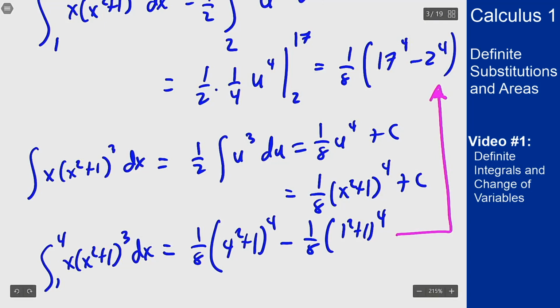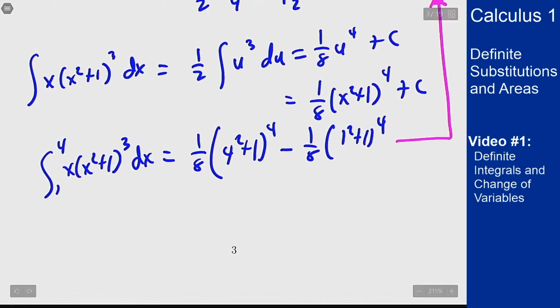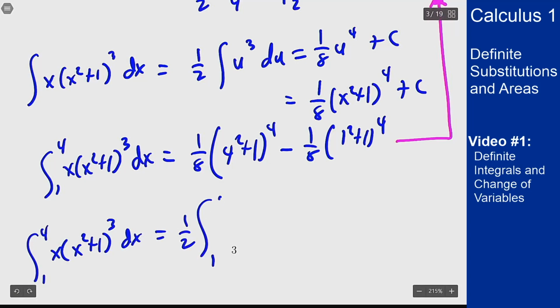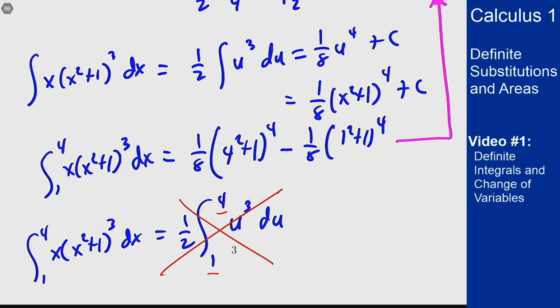The one thing you cannot do is write something like integral 1 to 4 of (x squared plus 1) cubed dx equals 1/2 integral from 1 to 4 of u cubed du. That is wrong because these bounds are not u bounds. Those are your x bounds you carried over, and you can't write them there. So something like this is incorrect because now you've told me that your integral goes from 1 to 4 in u, which it doesn't do. It goes from 1 to 4 in x, which is 1 to 17 in u, and is a very different problem to solve.